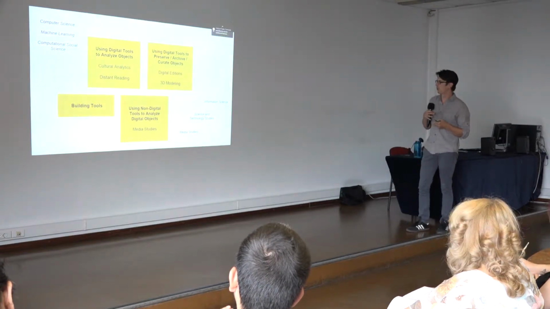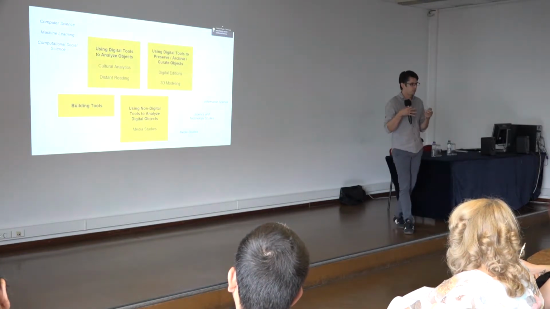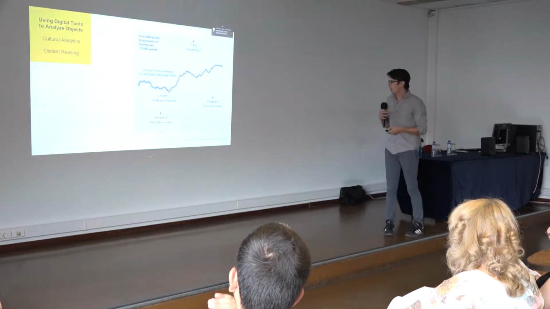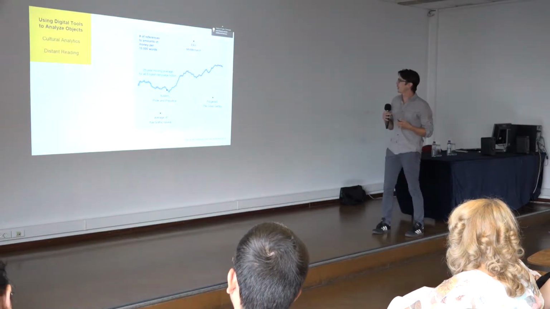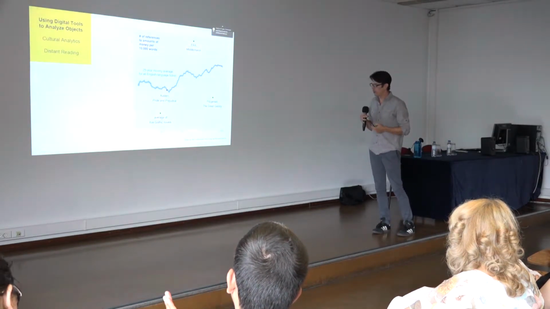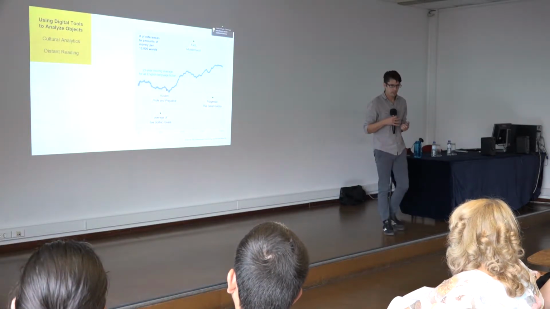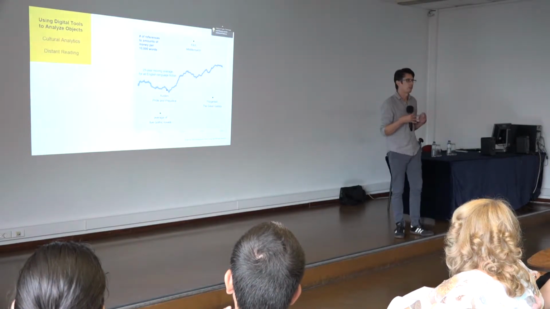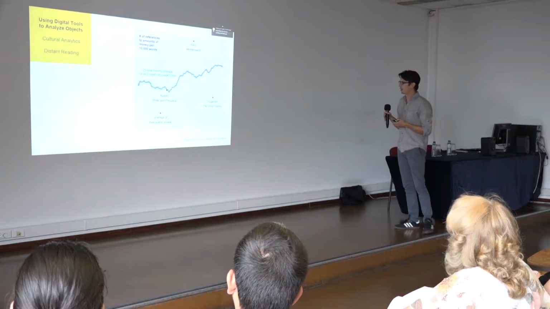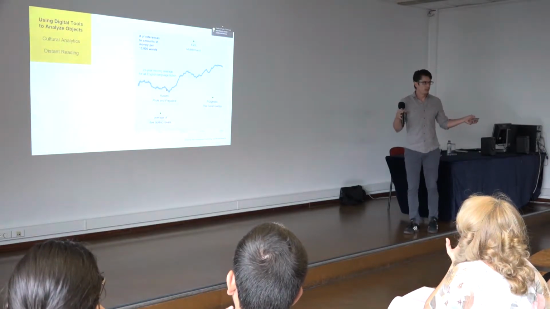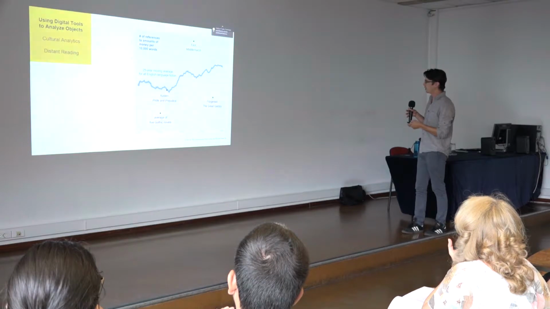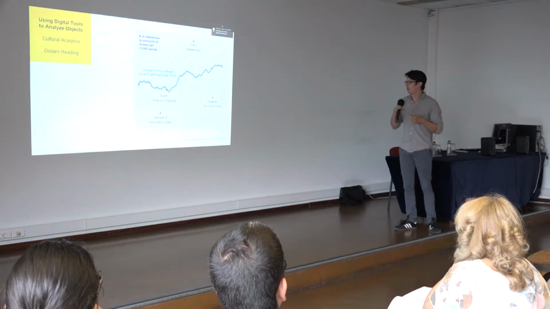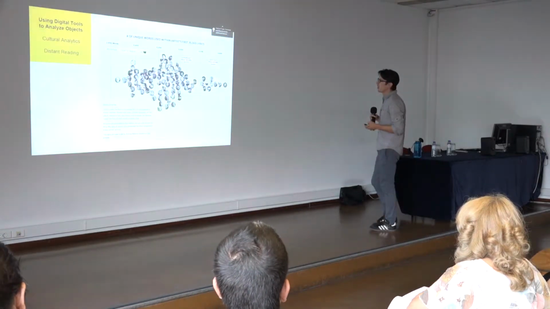So I want to give a few examples of each of these just so that we have some idea of what I'm talking about. Using digital tools to analyze objects. This was a project by a few scholars, and what they wanted to do was look at Thomas Piketty's claim that money disappears in 20th century literature. And so they said, okay, we can actually look at all of these novels, and they show that references to money actually increase over time.